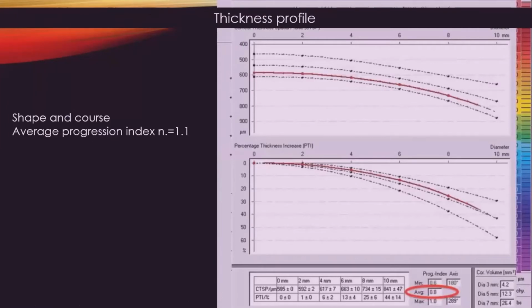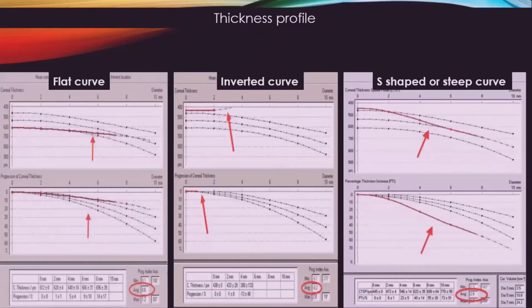Regarding the thickness profile, we have the percentage thickness increase and the corneal spatial thickness. The curve has to be within the dotted lines, within the normal range. And the average of the progression index have to be from 0.8 to 1.1. So what are the abnormal shapes that we can see? Either it's a flat curve, but a flat curve is out of our talk now. It comes with the Fuchs dystrophy and the corneal edema.